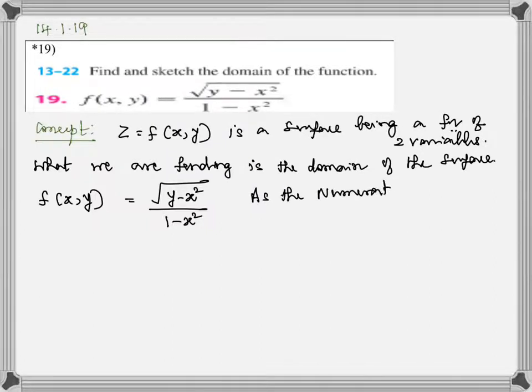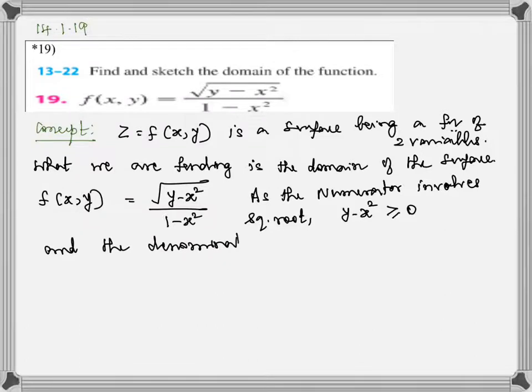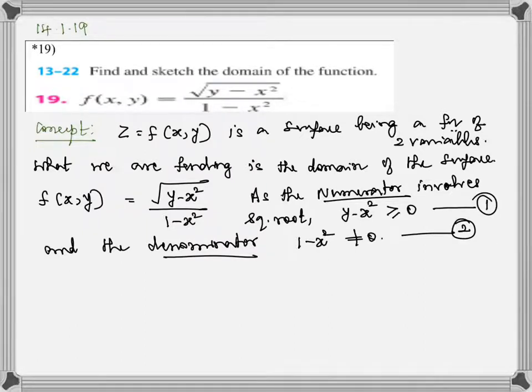As the numerator involves a square root, y minus x square must be more than or equal to 0. And the denominator, 1 minus x square, should not be equal to 0. So pretty much we have to solve these two conditions, 1 and 2. 1 is an inequality. 1 and 2 must both be satisfied in order to get the domain.